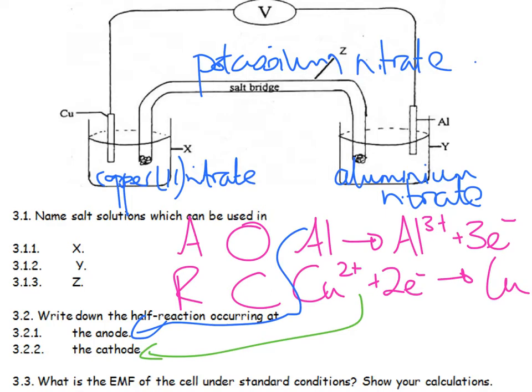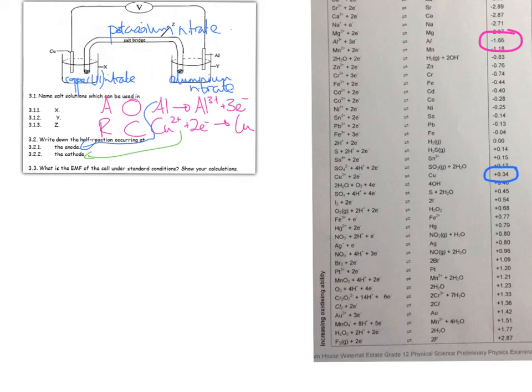What is the EMF of the cell under standard conditions? Show your calculations. We're going to need an information sheet for this. So, according to the Annabelle Roberts way of doing this, we're going to do aluminium. Aluminium I write backwards, so I change the sign to plus 1,66, and then I take the copper plus 0,34, and I add those together: 2,00 volts.